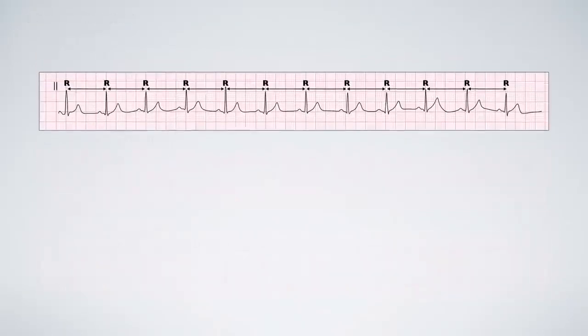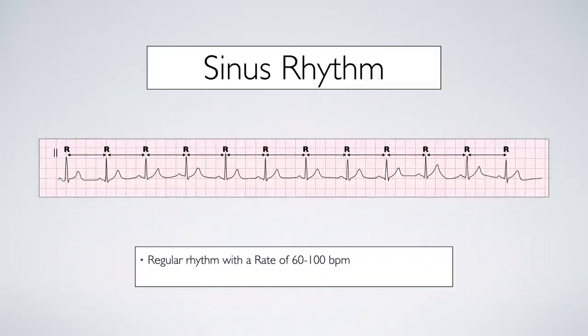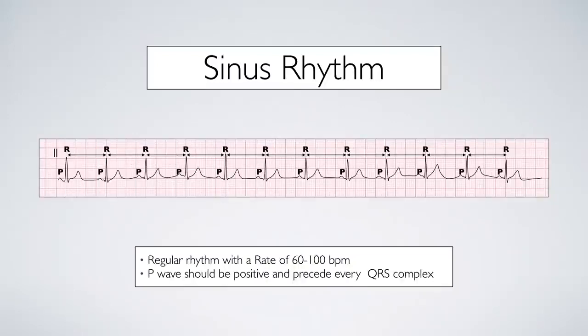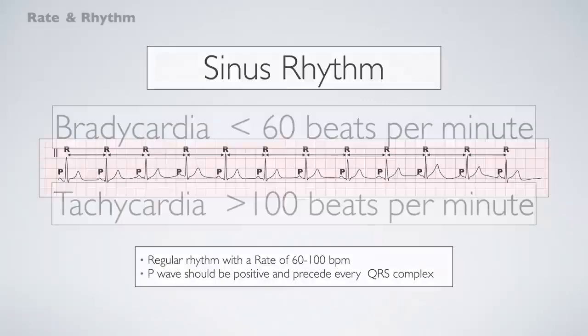The most common rhythm you will see is sinus rhythm. Sinus rhythm is confirmed when the rate is between 60 and 100 beats per minute, the rhythm is regular and P waves are positive and precede each QRS complex. The QRS complex should be narrow with normal morphology. Anything that does not match these criteria is considered an arrhythmia.